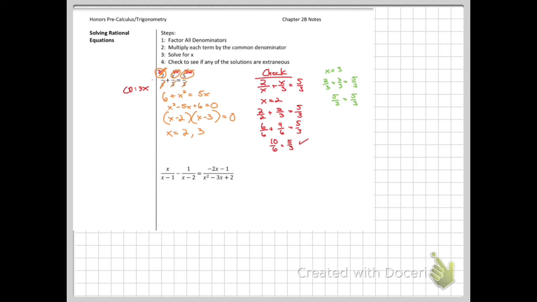That one works also. Both of these are my answers, but we always need to check because sometimes one of them doesn't work and you would cross that answer out. Okay, let's look at the next one.